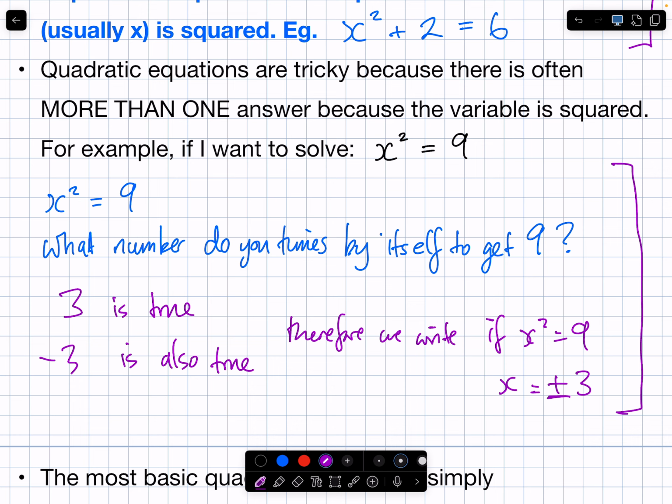Because if I times a negative number by a negative number, what's the answer going to be? Positive. And if I times a positive number by a positive number, what do I get? Positive again. That's why there's 2.